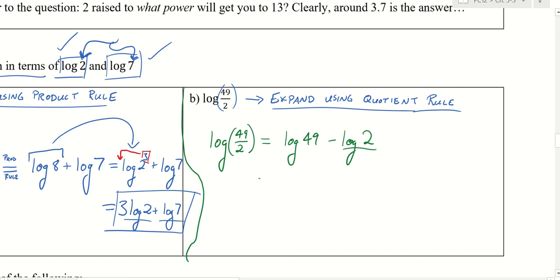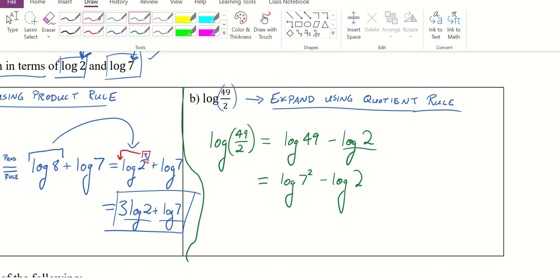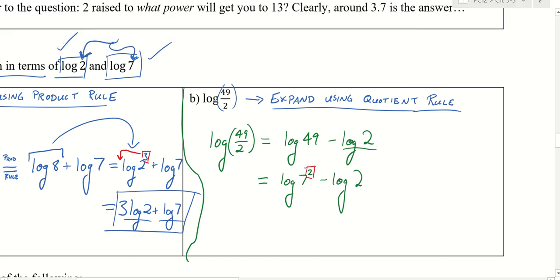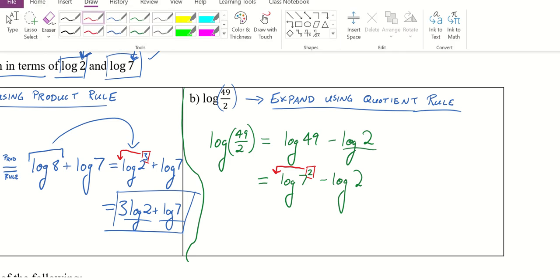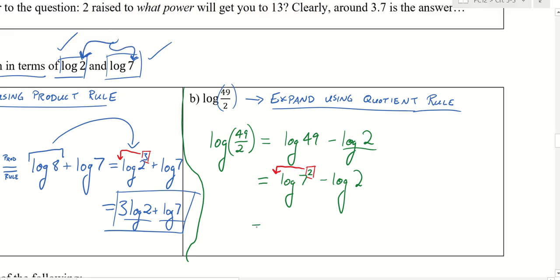Well, let's work vertically downwards. Log of 49 is really just log of 7 squared. Okay, so we're one step closer here. And in time, it'll hopefully become clear that this is a perfect opportunity to apply the power rule. We have the input of the logarithm raised to some power. We can write that exponent as the coefficient in front of the logarithm. And there you go. This is log of 49 over 2 expressed in terms of log 7 and log 2. And this is as far as we can go.